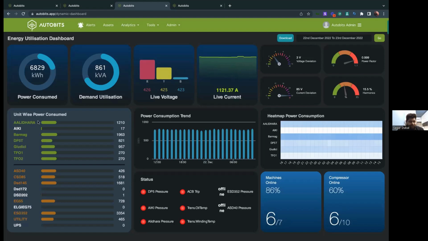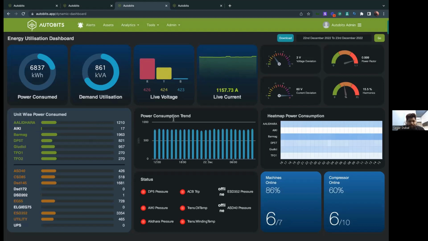Then you can see unit wise power consumption of each unit. Now this machine is online. It's green because it's online. This is white because it's offline. So all the units that are offline are white. All the units which are online are green. So in one view, you can know how many of your assets are online and offline.